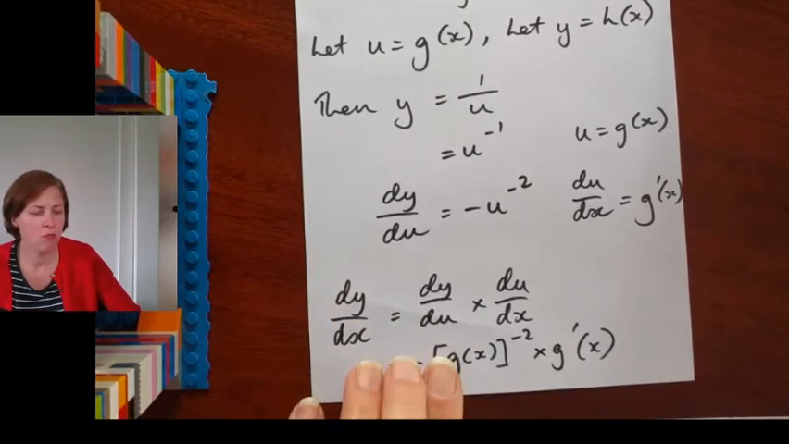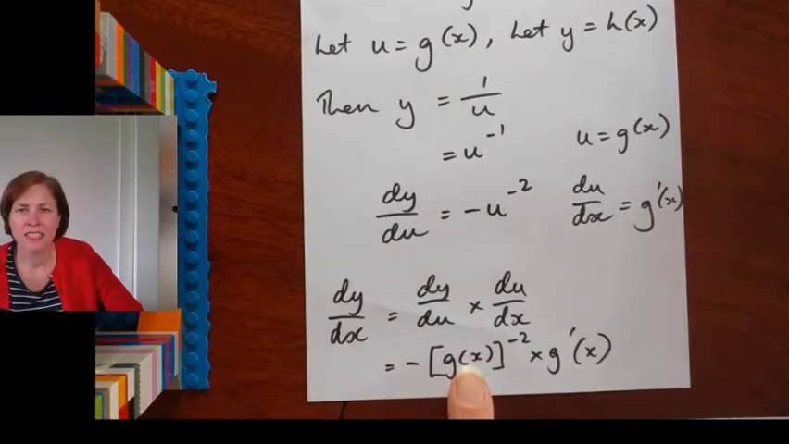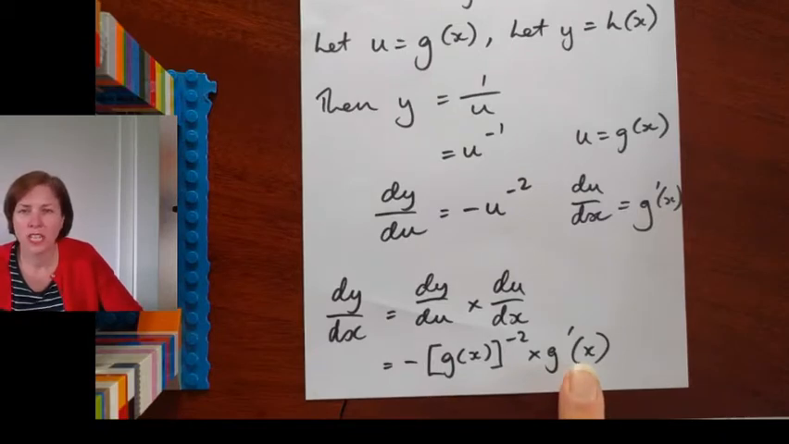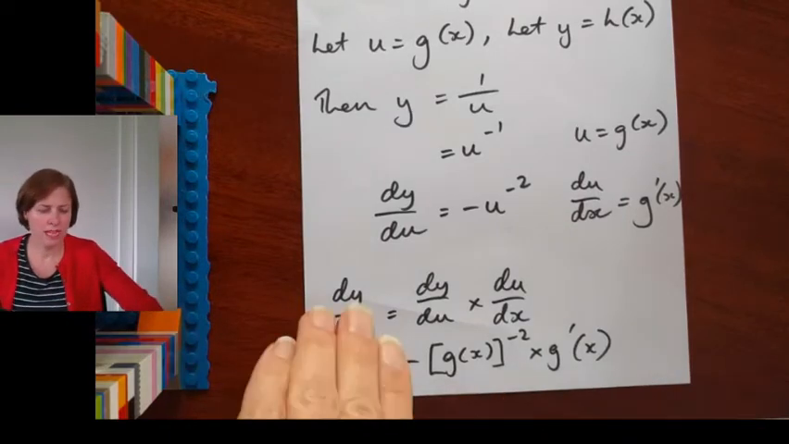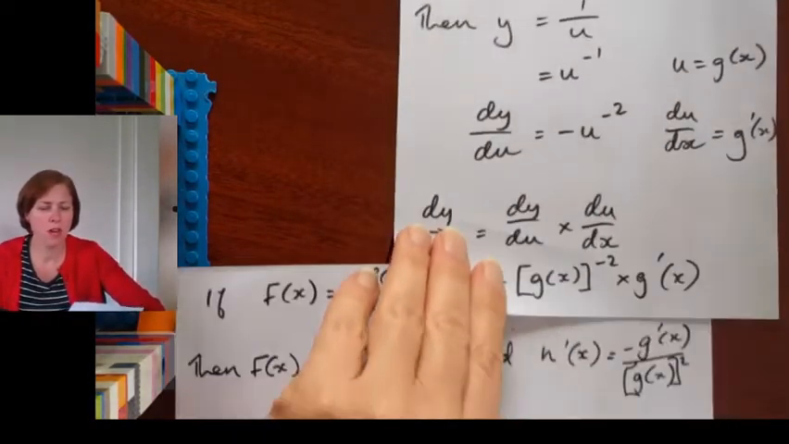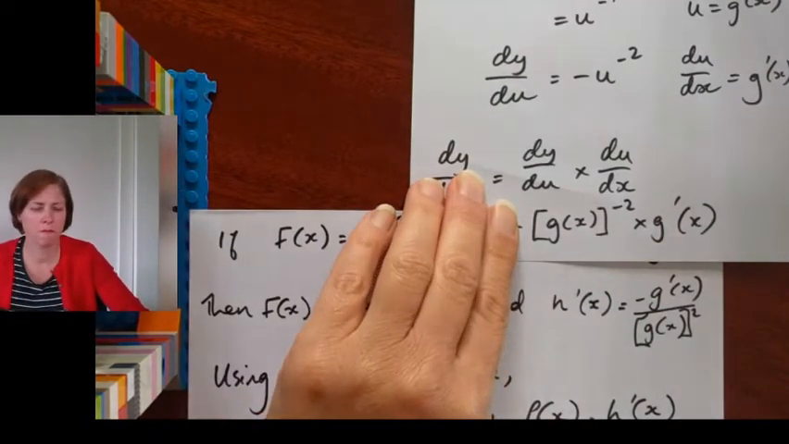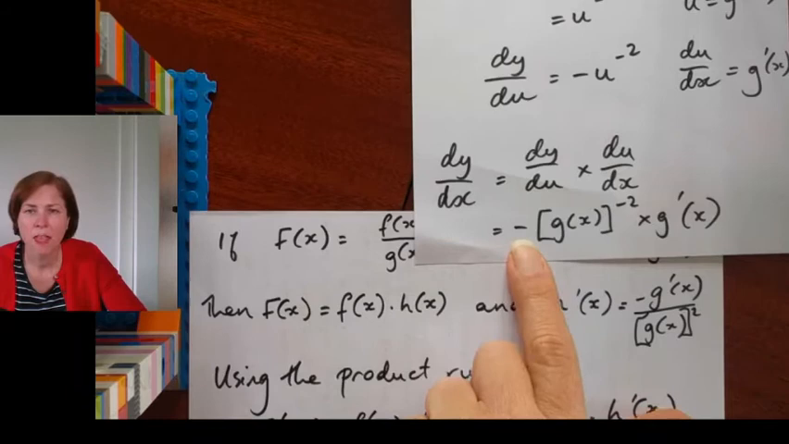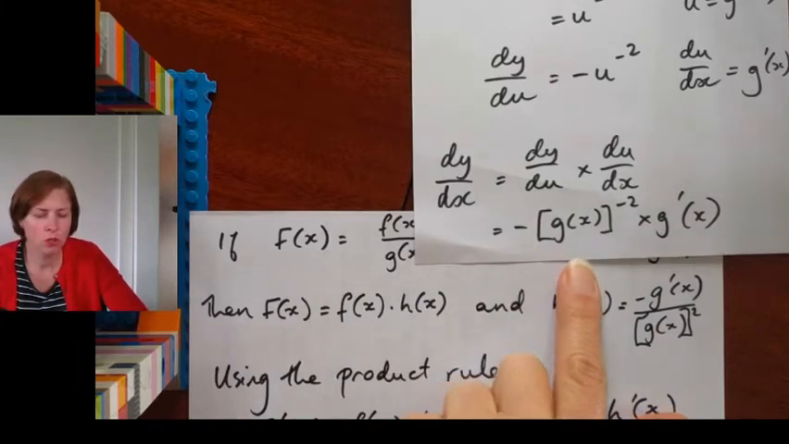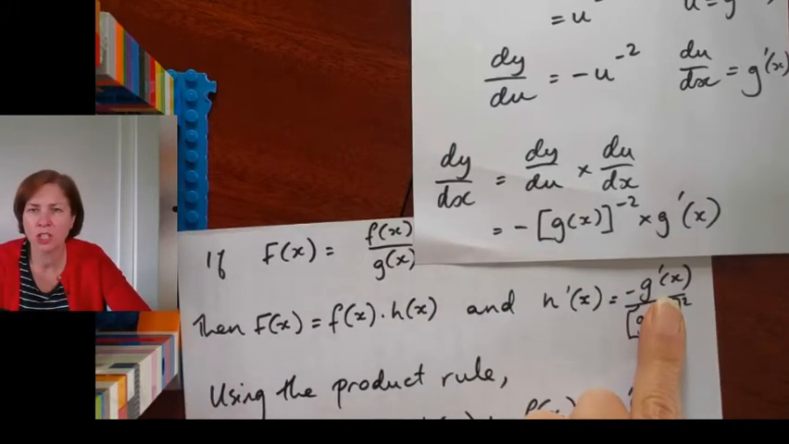So when I apply the chain rule, dy dx equals dy du times du dx. This is negative u to the power of negative 2 times du dx. All right, so that is dy du times du dx just here, which makes it equal to what I found here. If I rewrite that, I've got negative, that's that negative there. This g of x to the power of negative 2, I've written as 1 over g of x all squared, and there's my times g dash of x there.